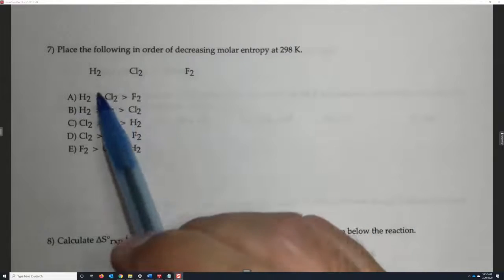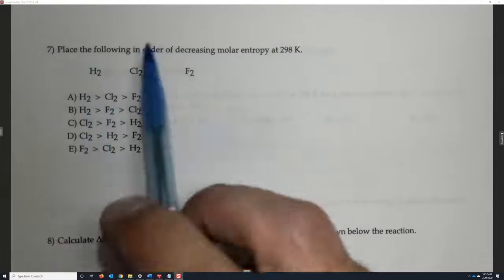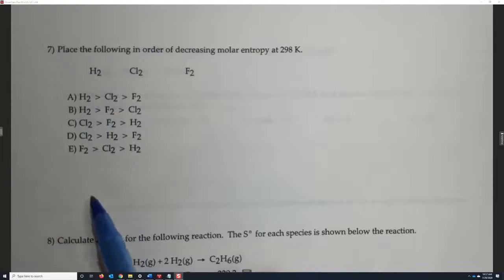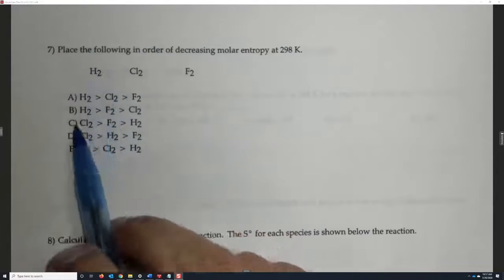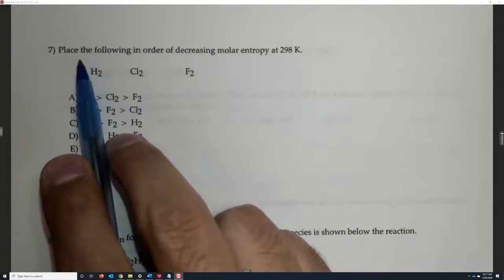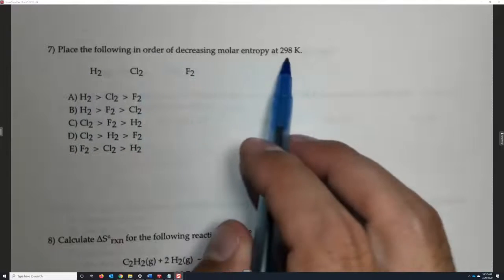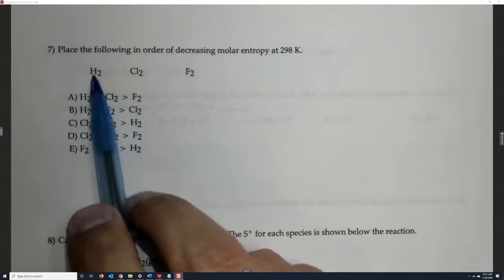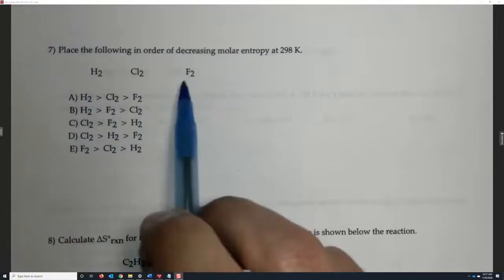Number 7. I wouldn't put number 7 on the test. It just brings up a concept that was briefly mentioned in the lecture, but isn't super focused on. It says place the following in order of decreasing molar entropy at 298 K. And then we're just given a bunch of compounds.